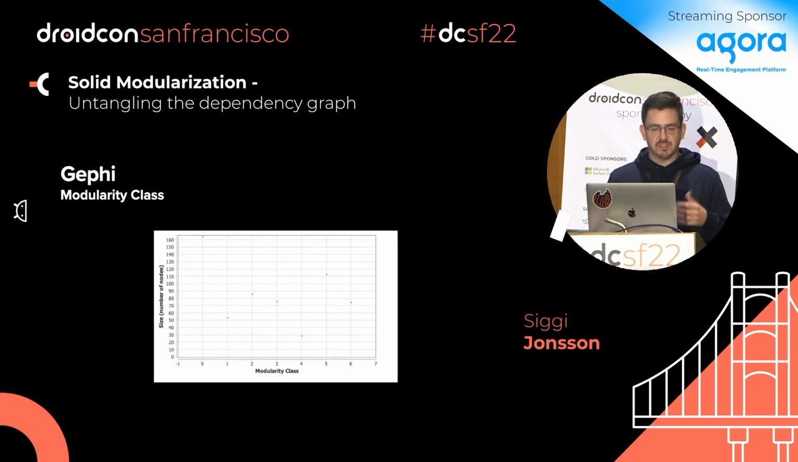Then there's something called modularity class, which is an algorithm that detects communities in your graph. And in our graph, it has detected 7 different communities, so those are modules that somehow are closely related or live close together in the graph, which can be quite interesting to see. We'll see how we use that to visualize our graph.